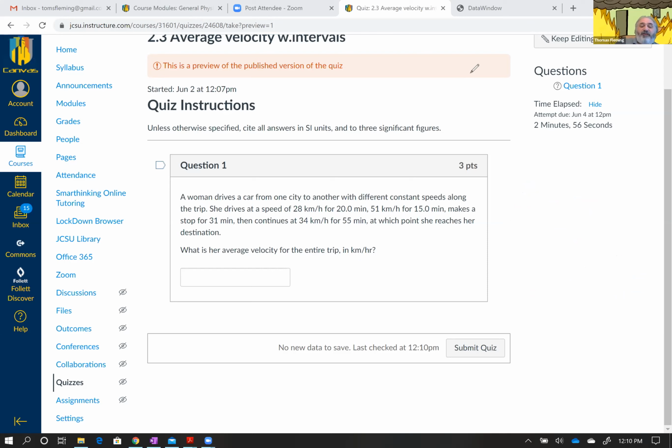So when I see 20 minutes, that's 1/3 of an hour. 15 minutes is 1/4 of an hour. 31 minutes is 31/60ths of an hour, which is really close to half an hour. But that's what I would do.